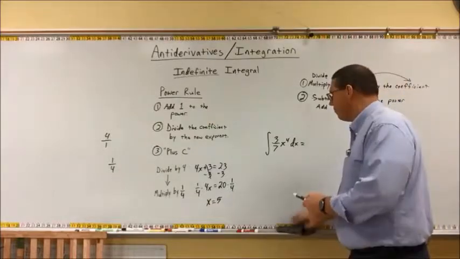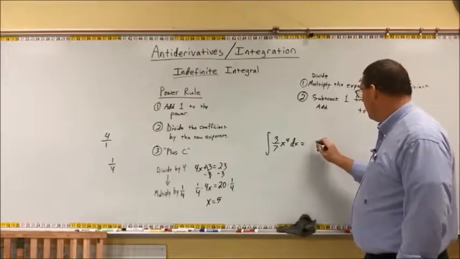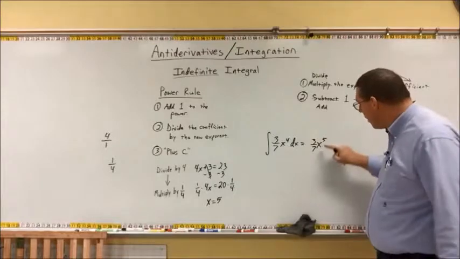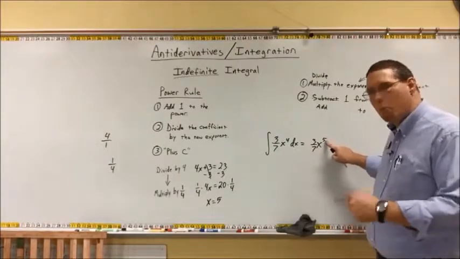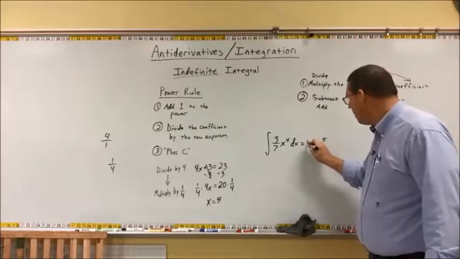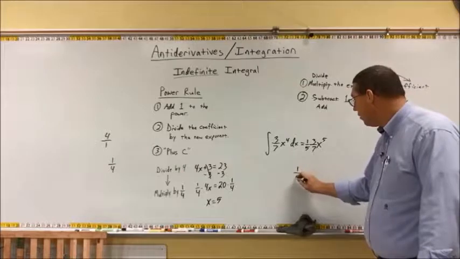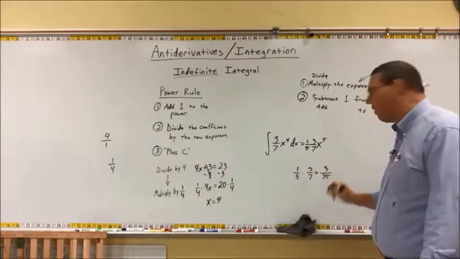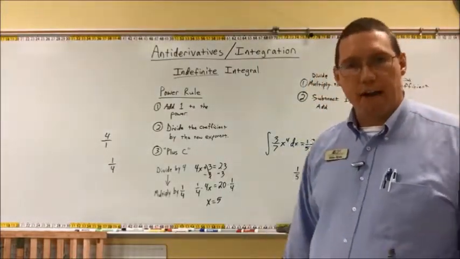Here's what I mean. Add 1 to the power, x to the 5th, bring over the coefficient, and now multiply by the reciprocal of the power. The reciprocal of 5 is 1/5. So we're going to multiply by 1/5. This is much easier. I can do 1/5 times 3/7. That's 3 over 35. That makes me much happier because I don't have a fraction inside of a fraction.